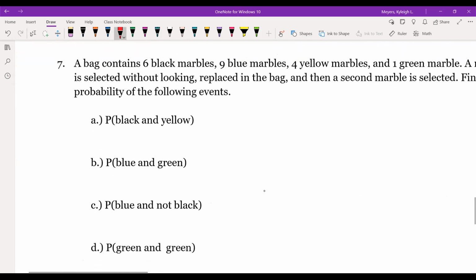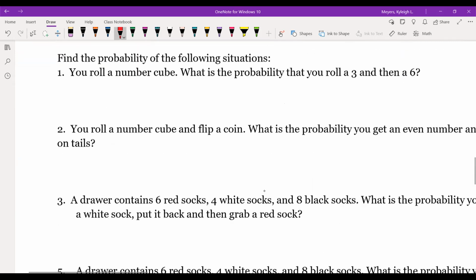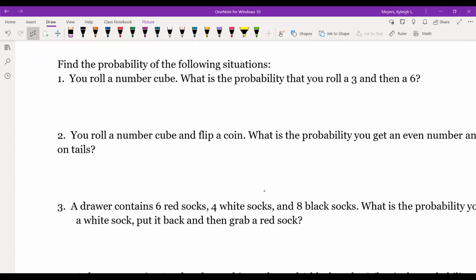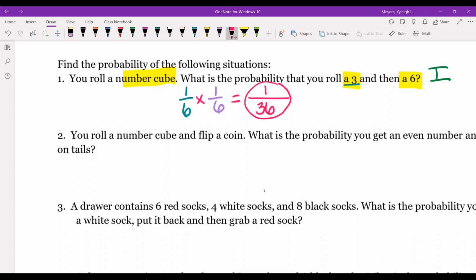So we've a couple of problems to do together. Find the probability. So first we want to figure out, is it independent or dependent? Roll a dice. What's the probability we'll roll a 3 and then a 6? Well, that's independent. They don't affect each other. Probability we'll roll 3 is 1/6. Probability I'll roll 6 is 1/6. Multiply those. So figure out what 1/6 times 1/6 is in your calculator. Hopefully you get 1/36.